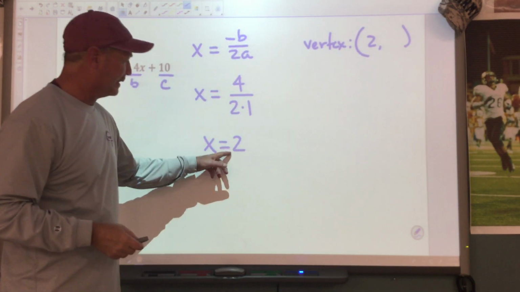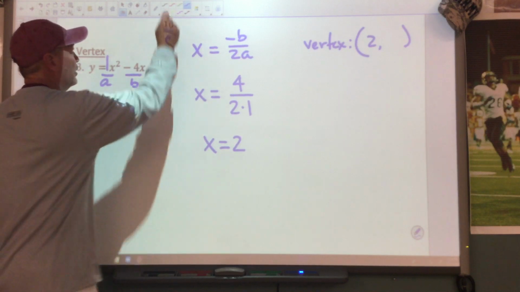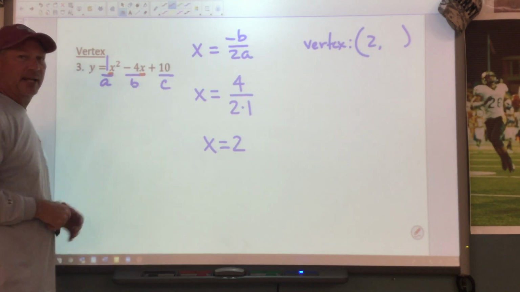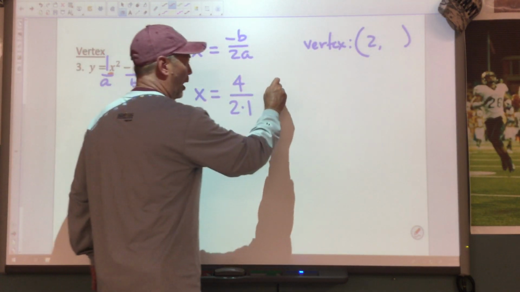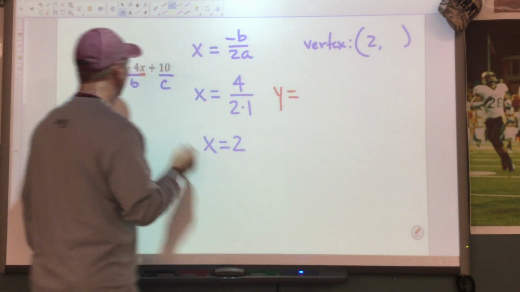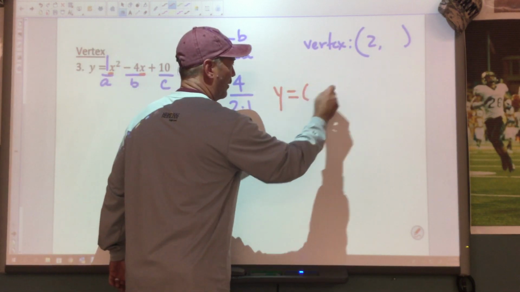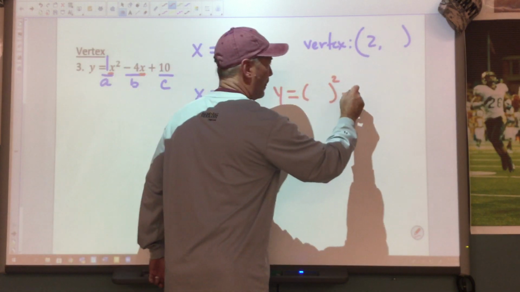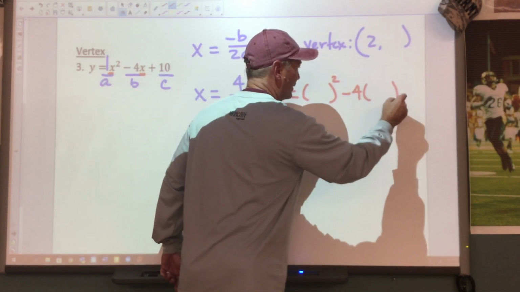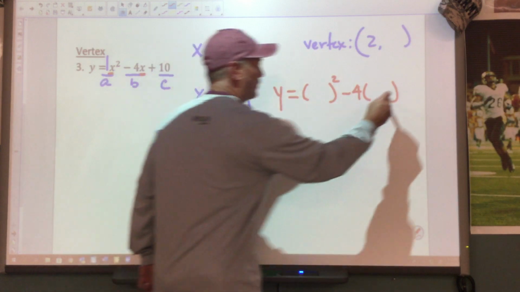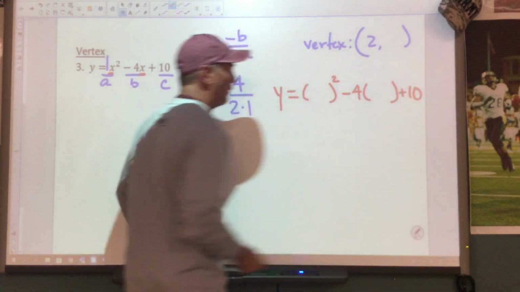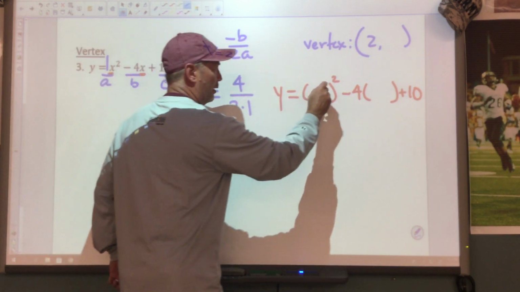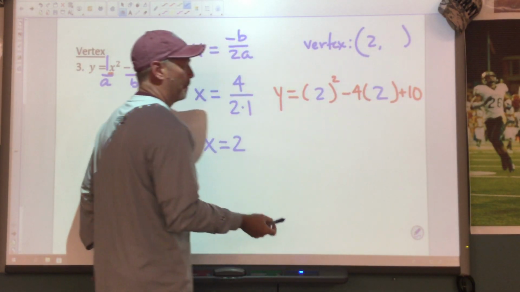and now we need to find the y value. Okay? So we're going to take this x value and we're going to substitute it right here where this x is and where that x is. So we're going to say that y equals whatever our x value squared is, minus 4 times the x plus 10. So the value that we're going to substitute in is a 2. So we're going to put a 2 here. We're going to put a 2 here.